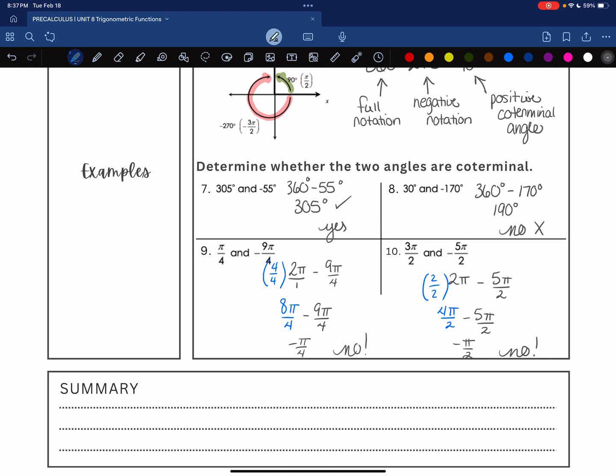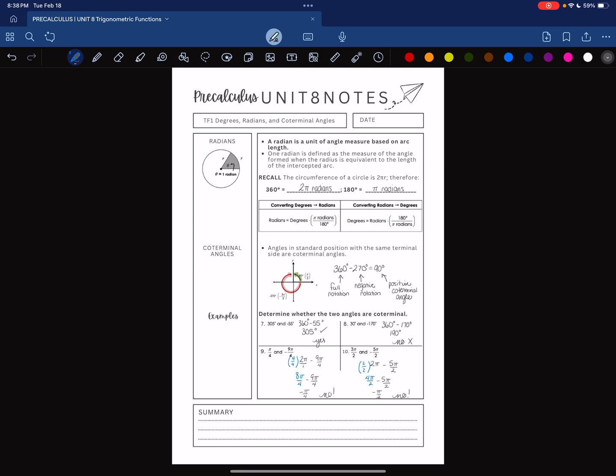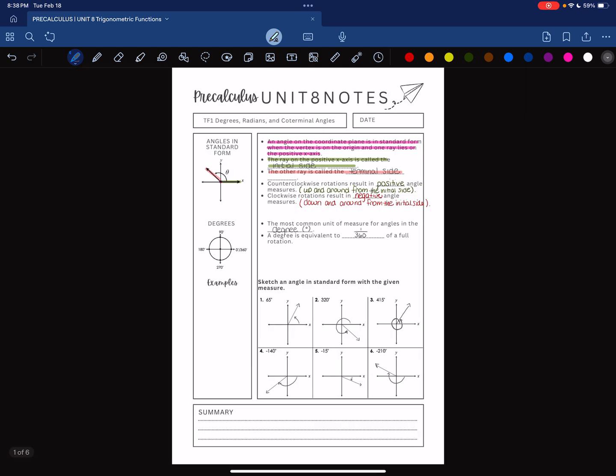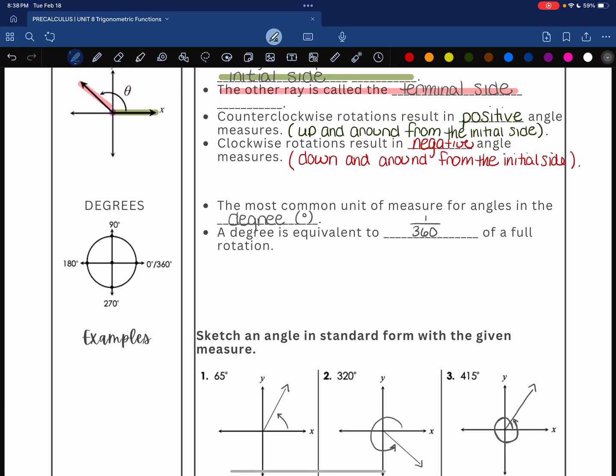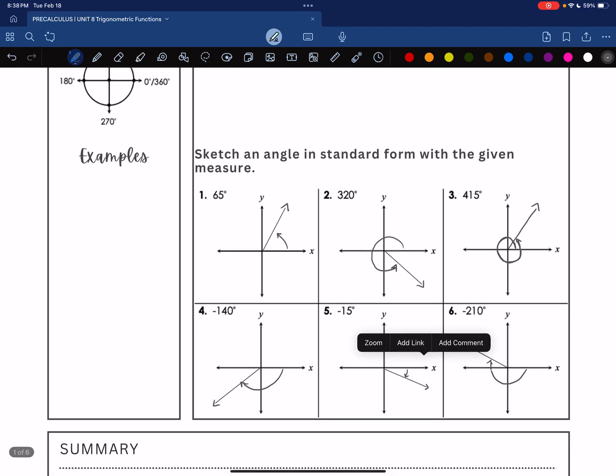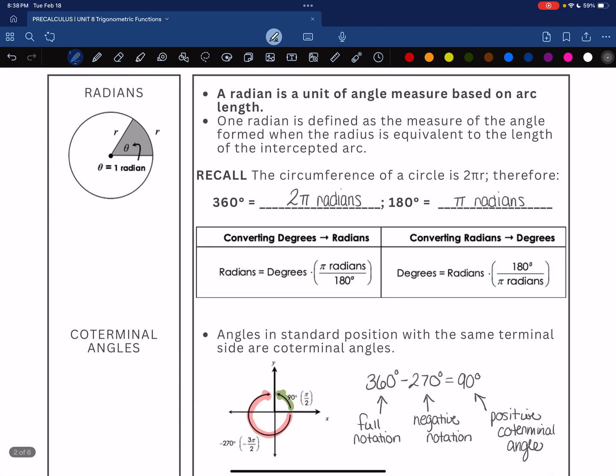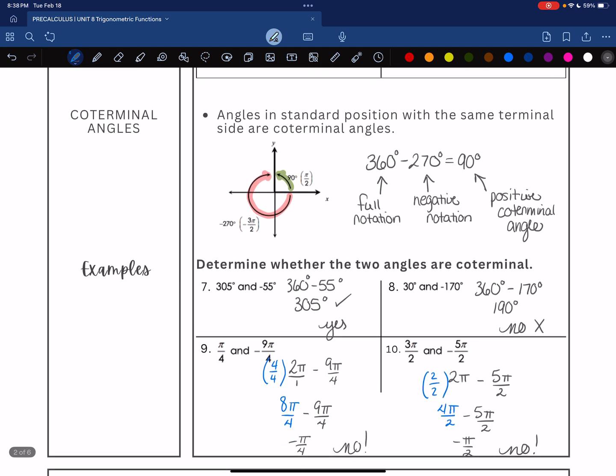So there you guys have it. We have seen what it is to sketch angles in standard form, whether that is in degree or radian measure. And we also have been looking at being able to identify those coterminal angles, those angles that are ending at the same terminal side.